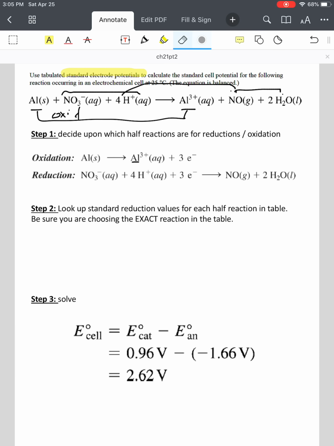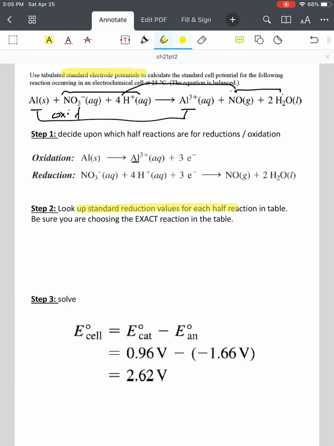So now we've identified which reaction is oxidation and which reaction is reduction. That's always kind of your first step here. You've got to really do that. Break it into the half cell components. That's something that's important, okay? Now, after you do that, the next step is to use that table.